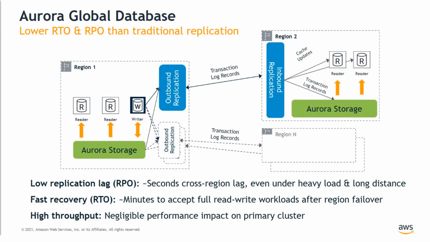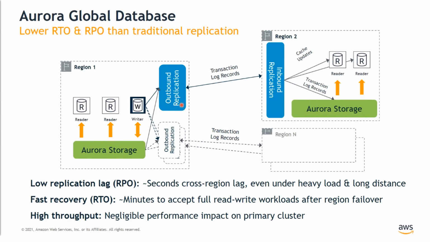This is effectively the architecture. On the left side, we've got our primary region over here. We've got a writer and some readers. And for each region that we need to replicate into, we've got an outbound replication engine that is hidden from you. You don't have to manage it. It just runs in the background, and has built-in health monitoring to make sure that it runs constantly as well.